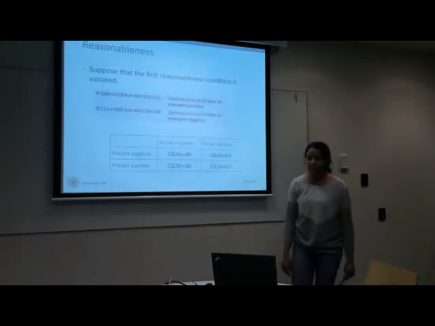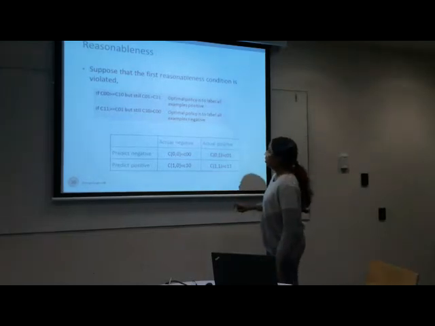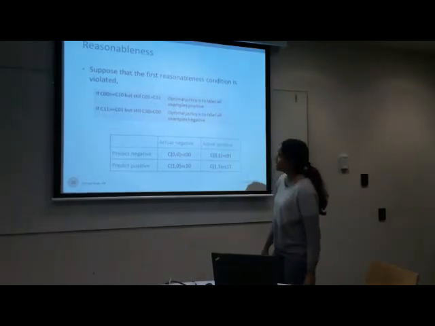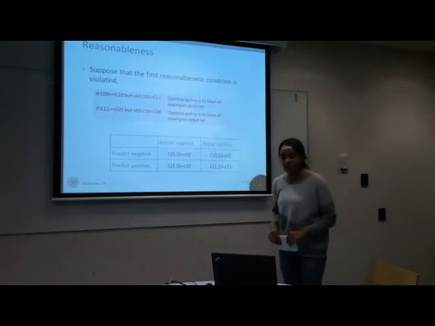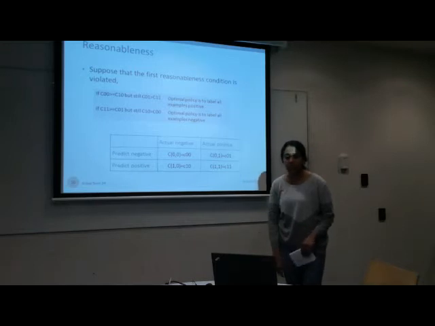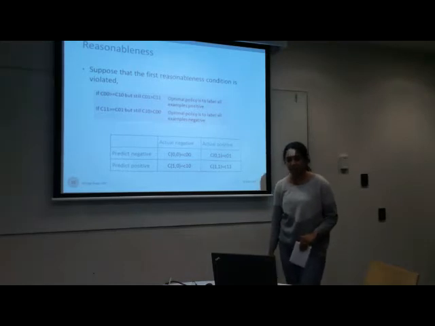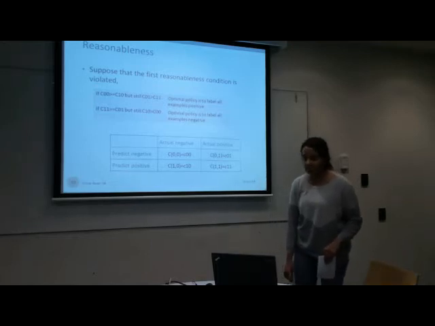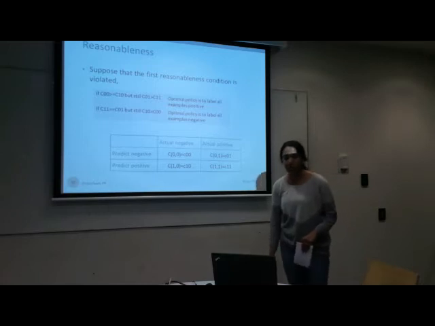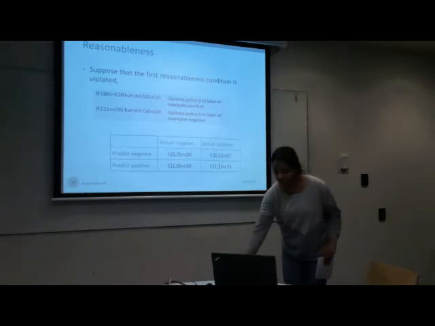Suppose that the first reasonableness condition is violated. For example, if C00 is greater than or equal to C10, but still C01 is greater than C11, then the optimal policy is to label all examples positive. If C11 is greater than or equal to C01, but still C10 is greater than C00, then the optimal policy is to label all examples negative.